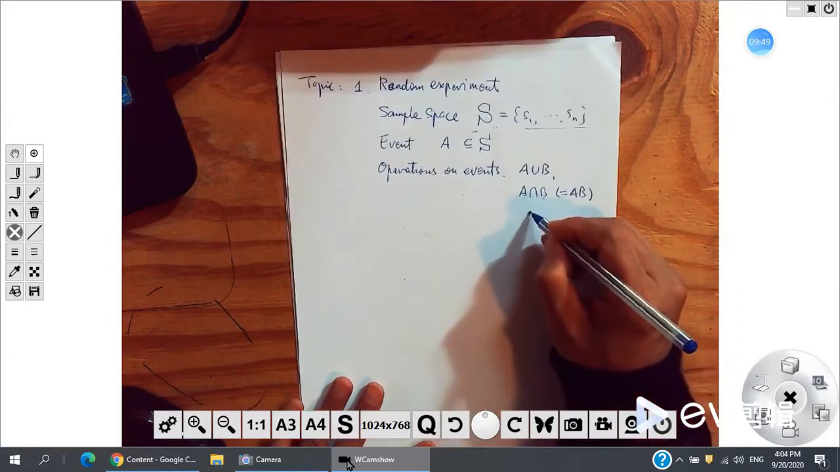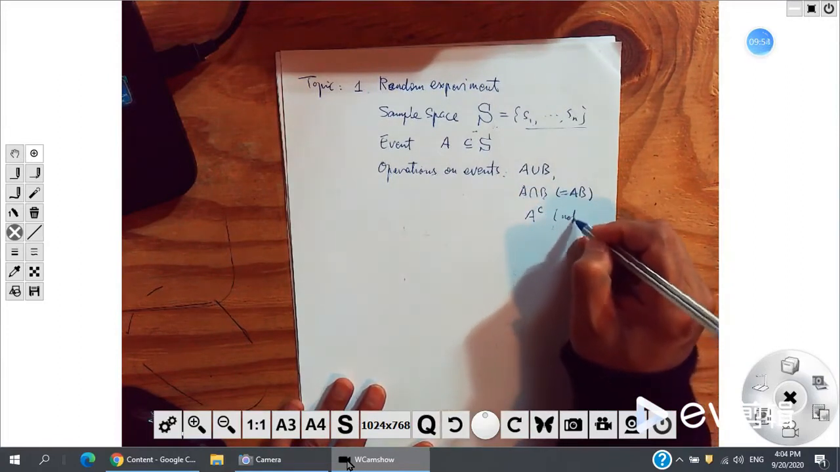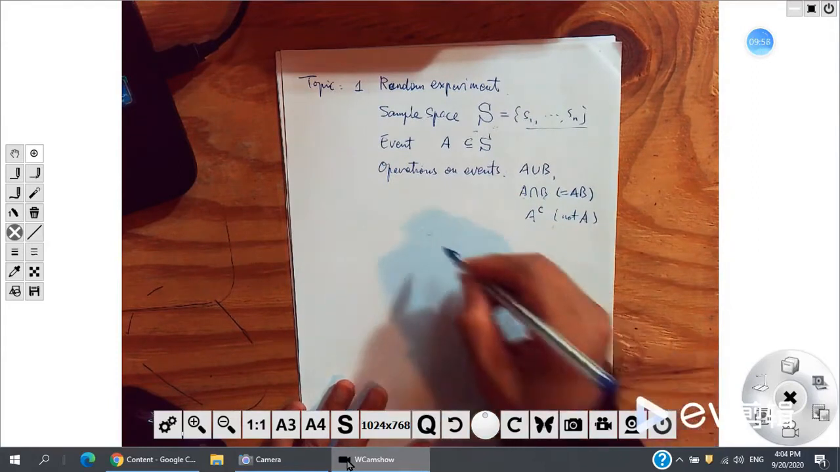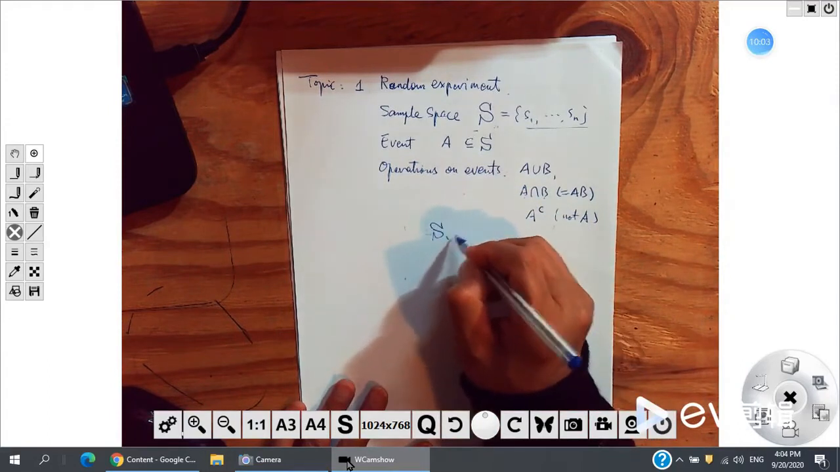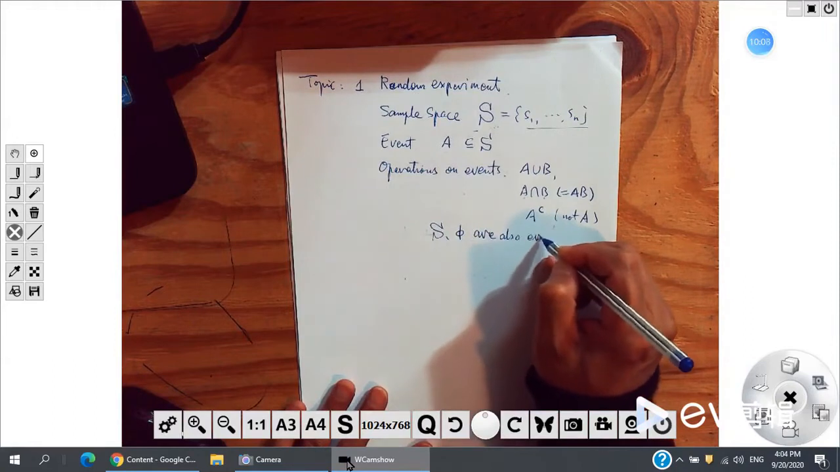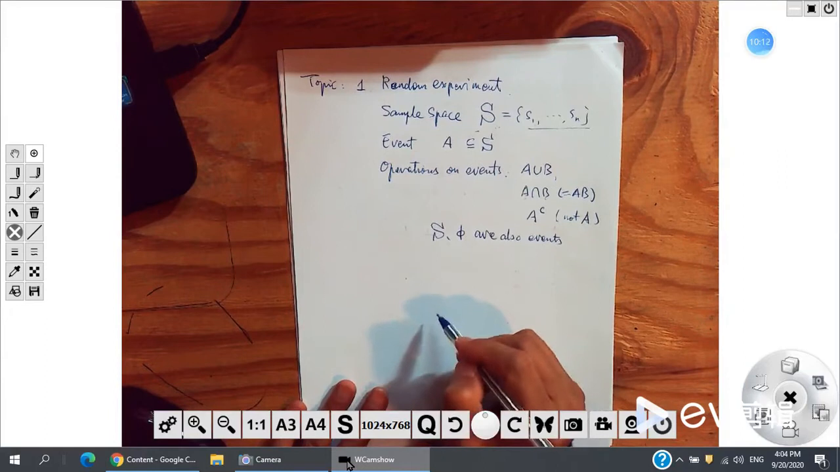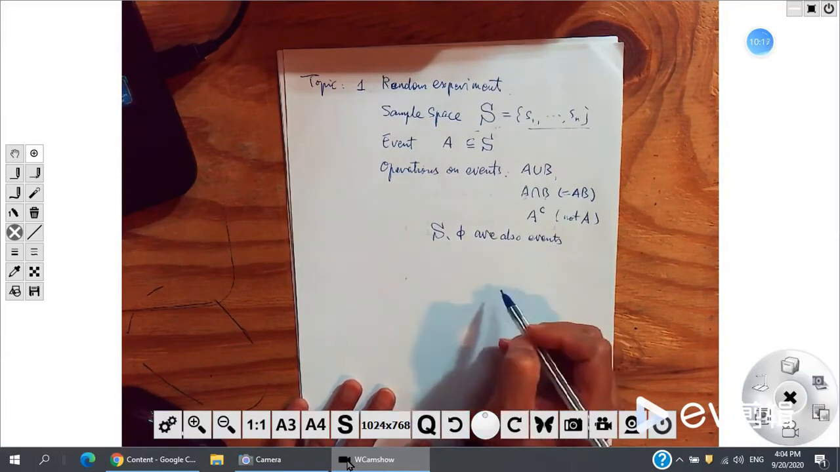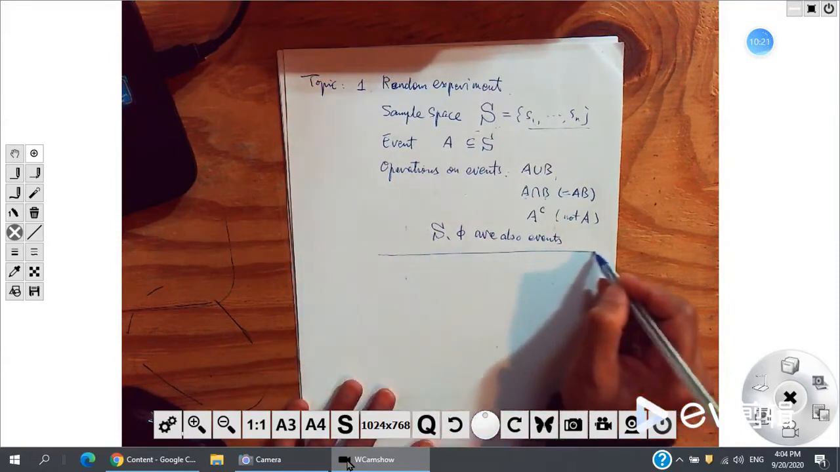We have the A complement, that is not A, right? That means A didn't happen. And we also have two special events. The whole sample space is an event, and the empty set, which contains nothing, is also an event. Okay, so this is the first part.